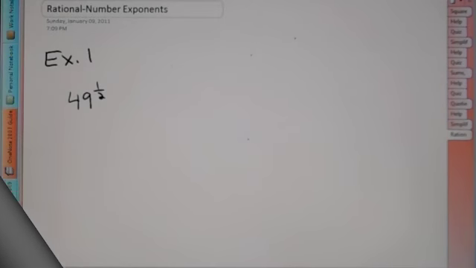Hey Algebra 2, today's lesson is called Rational Number Exponents. We've been dealing with roots throughout this chapter, and now we're actually going to have fractions for exponents, and we have to know what to do with those.